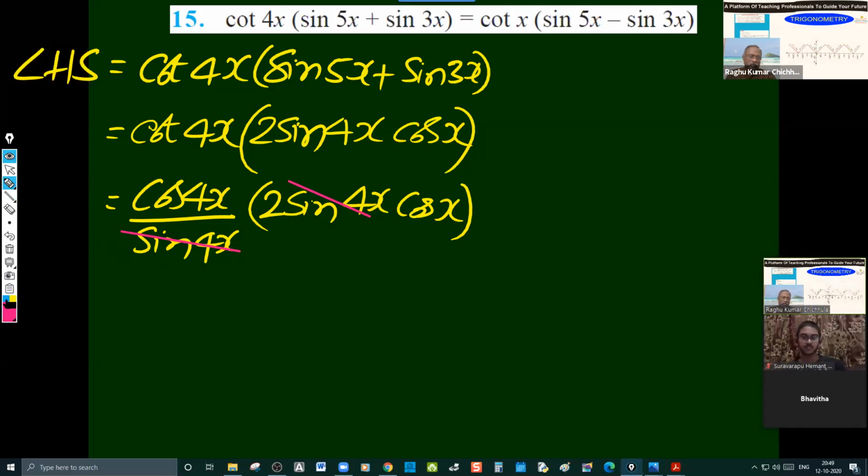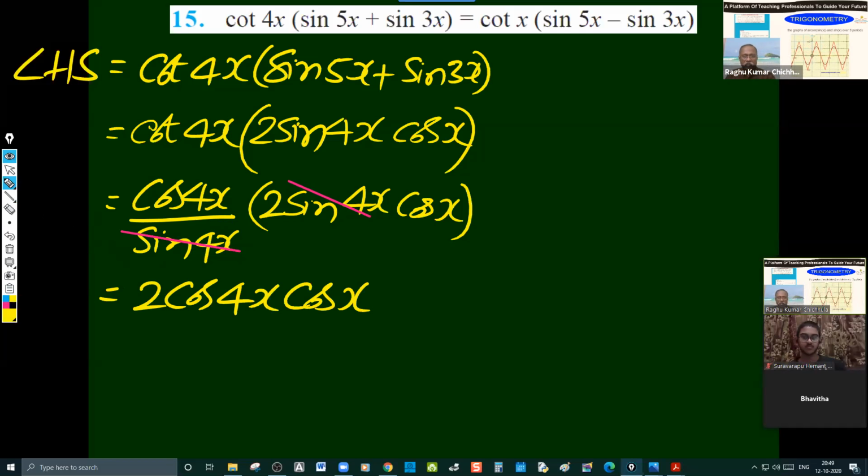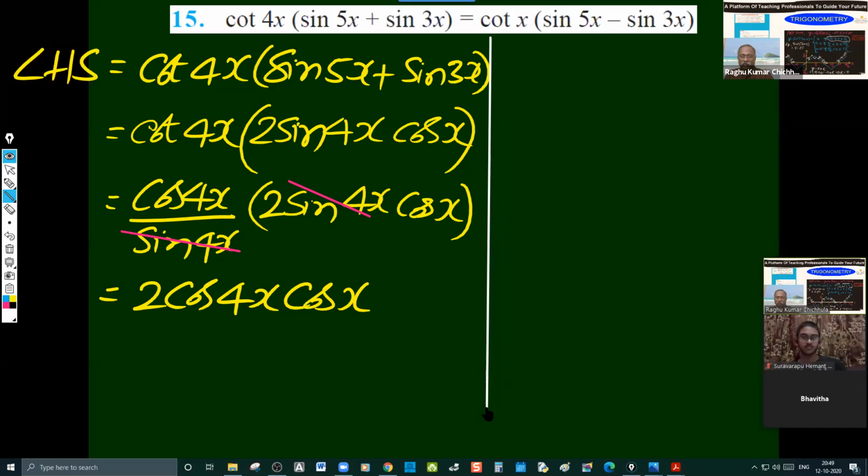Okay, now finally you get this one as 2 cos 4x into cos x, which is nothing but the LHS. Let me move to the RHS.